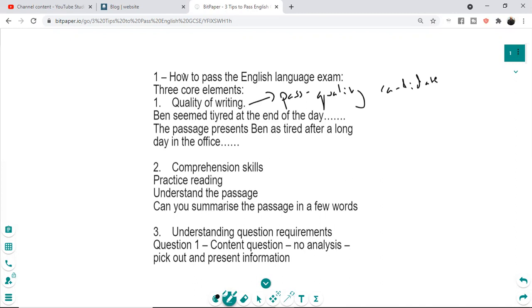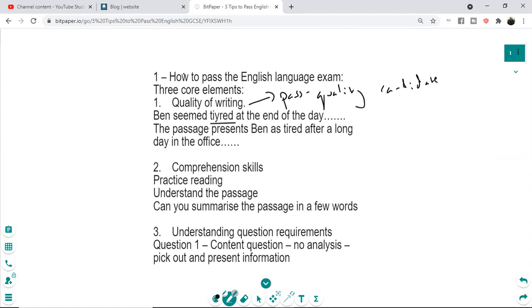So let's have a quick look at this little example here. Ben seemed tired at the end of the day. Okay, nothing terrible about that. We've got a pretty atrocious spelling mistake, which was intentional, but it's pretty basic. So the quality of writing here is average to slightly low because of the spelling mistake. The next sentence here: the passage presents Ben as tired after a long day in the office.